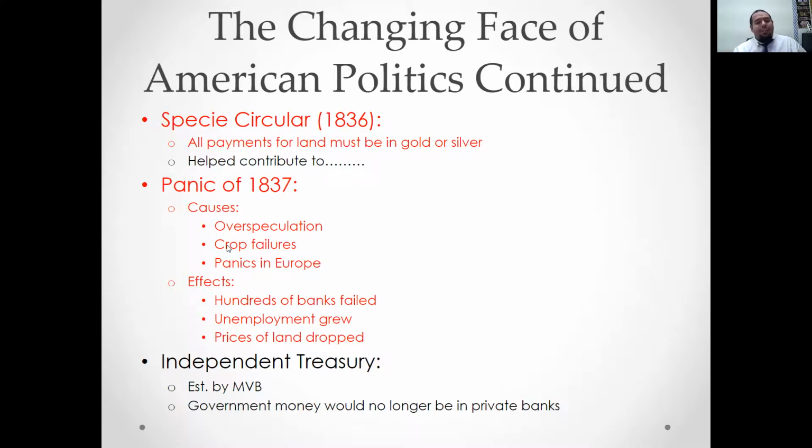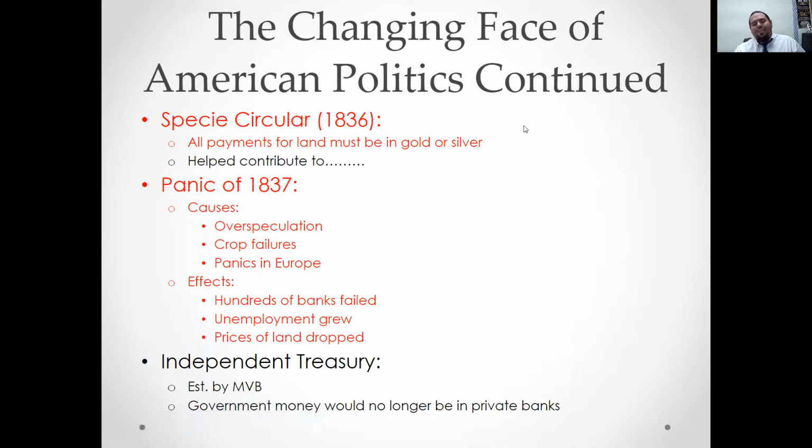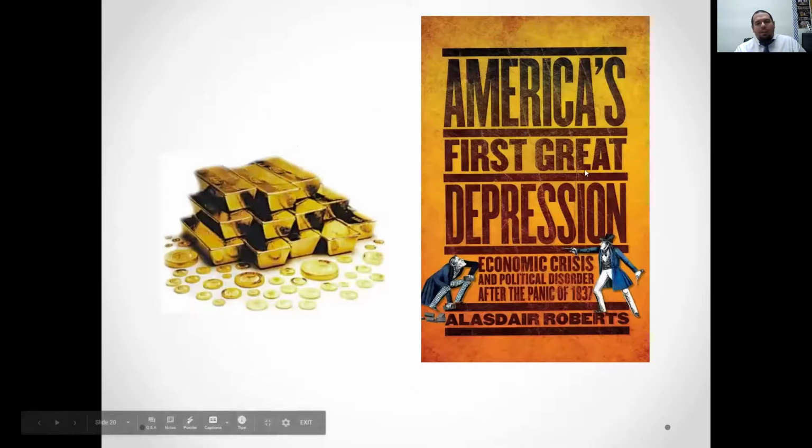There are also going to be crop failures, and there are also going to be panics in Europe. So that's all fun times. Hundreds of banks will fail, unemployment is going to grow, and prices of land drop because of this. If people don't have any gold or silver, how can they buy land, right? So then you have the Independent Treasury, which was established by Martin Van Buren. The government's money would no longer be in private banks. So America's first great depression, economic crisis, there you go.